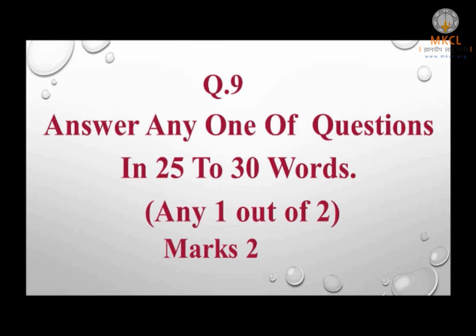Answer any of the questions in 25 to 30 words. Now here there are 2 options given. Out of 2 you are supposed to choose 1. Now this is again a brief short note type question. To look at it, it looks like a 2 marks question which we wrote in question number 2 or 3. But here again 5 to 6 points are expected. Both types of short notes are expected. Informative also or maybe analytical.